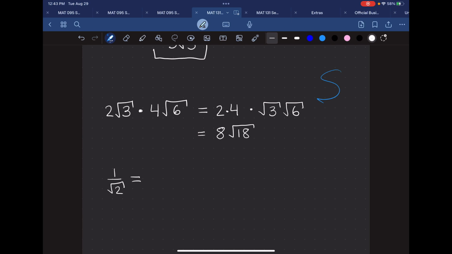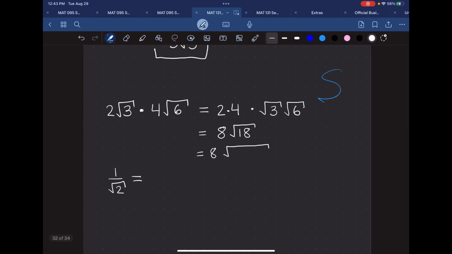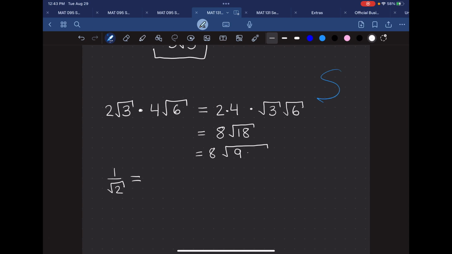And now I see if I can simplify this. Meaning, do I have any perfect squares of 18, or factors of 18 that are perfect squares? And the answer is yes. We have 9 and 2 give 18. So I can pull out this 9. Square root of 9 is 3. So I've got 8 times 3 times square root 2, or 24 square root 2.